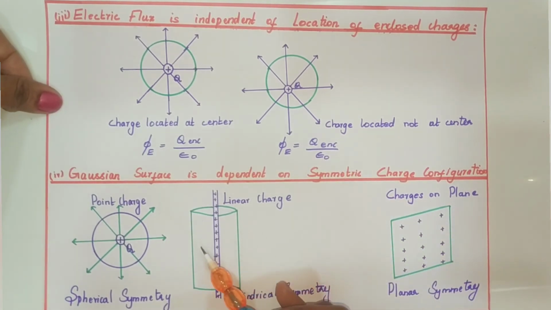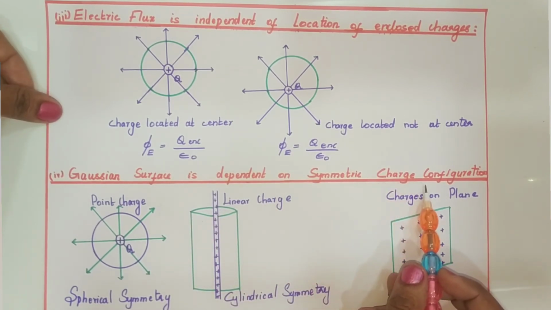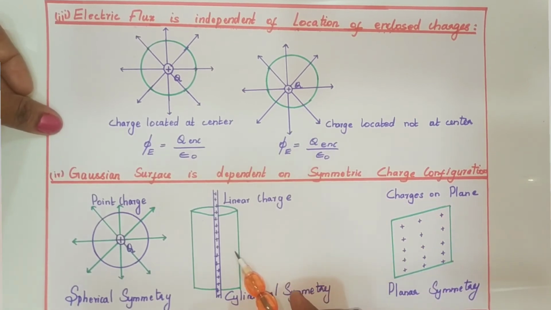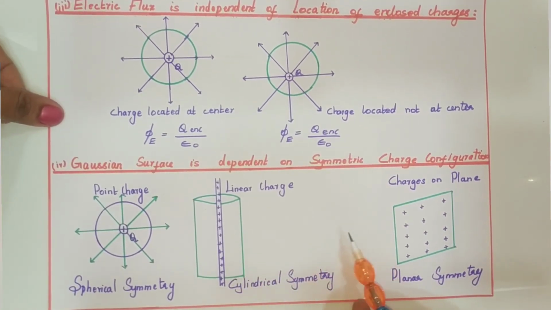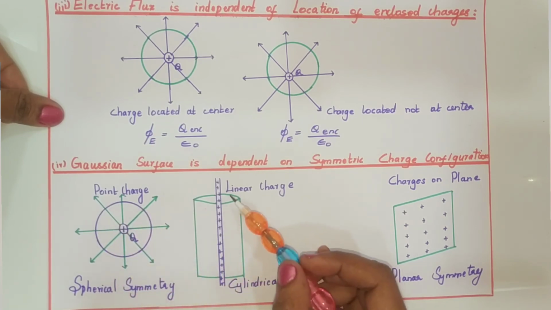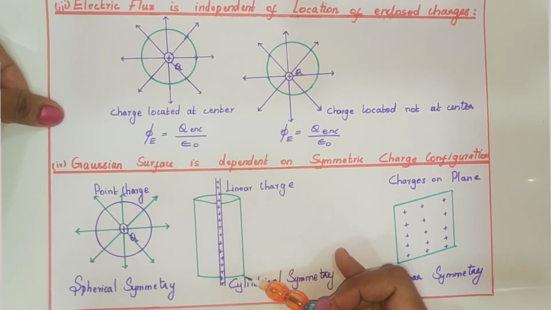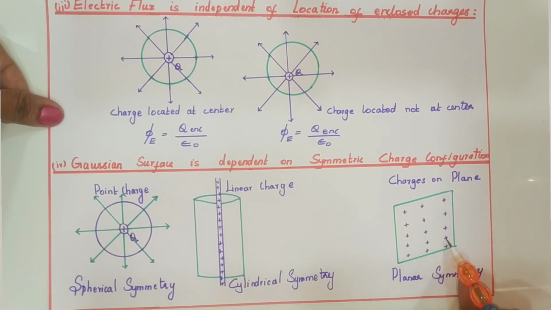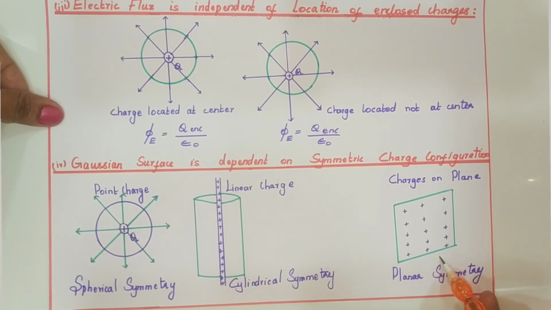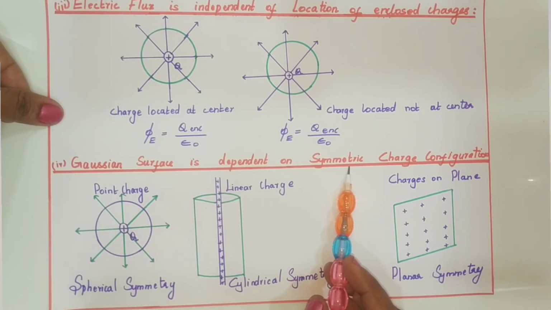Okay, and the next point is the Gaussian surface is dependent on symmetric charge configuration. That is, it takes a symmetric shape. It is a must in the case of a Gaussian surface. If the charge is a point charge, the symmetry formed is spherical symmetry. And if the charge is a linear charge, the symmetry formed is a cylindrical symmetry. And if the charges are distributed on a plane, the symmetry formed is a planar symmetry. Okay, that is, Gaussian surface is dependent on symmetric charge configuration.